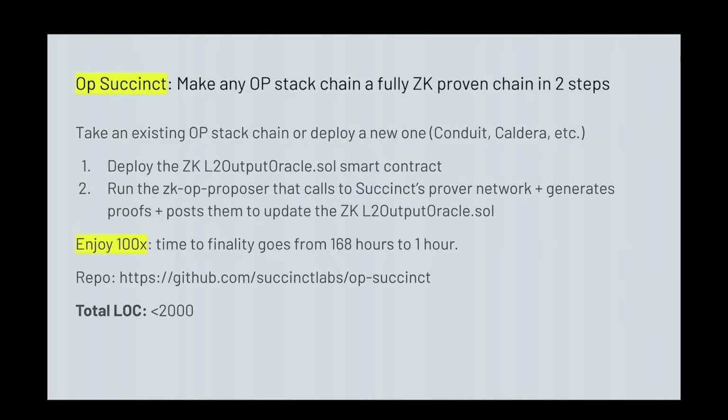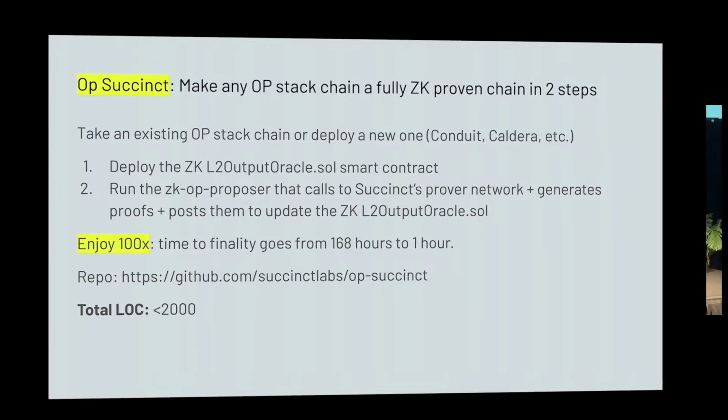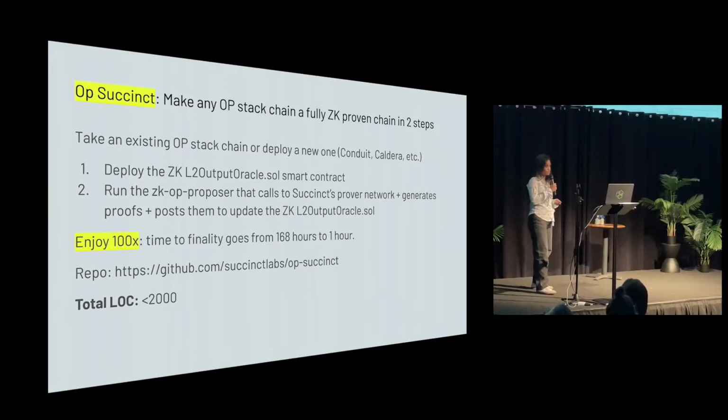So with those two components, it's very easy to make an OP stack chain a fully ZK proven chain in 2 easy steps. You just take an existing OP stack chain, or you can deploy a new one using your favorite Rust. Then you deploy this ZK L2 output Oracle smart contract. That's trivial using Forge. You just run a Forge script. Then you spin up a Docker container to run the ZK OP proposer.